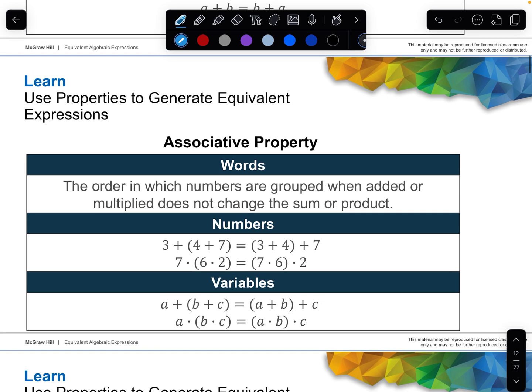Let's review our associative property, which states the order in which numbers are grouped when added or multiplied does not change the sum or the product. And you can see some of the examples of numbers here. I'm just going to restate it in variables at the bottom. (a plus b) plus c is the same as a plus (b plus c), or (a times b) times c is the same as a times (b times c).